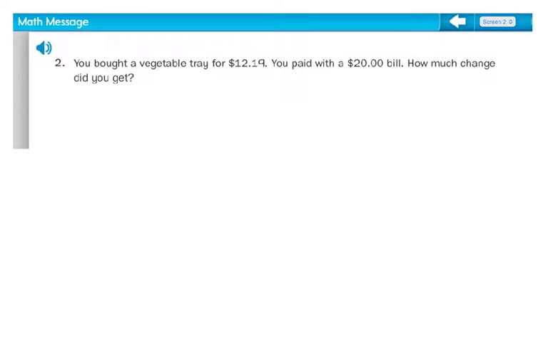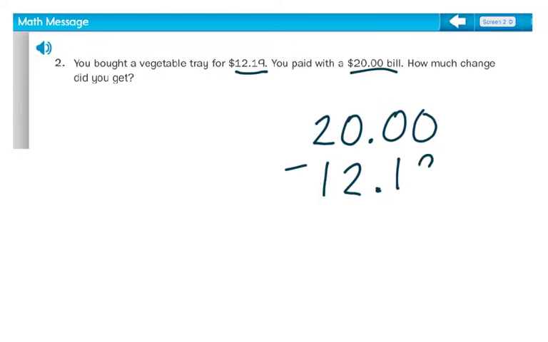Imagine you bought a vegetable tray for $12.19. You paid with a $20 bill. How much change would you get? So are you adding or are you subtracting? You are subtracting. Be careful with this one. You can do it. Pause the video and see if you have the same solution as I do.